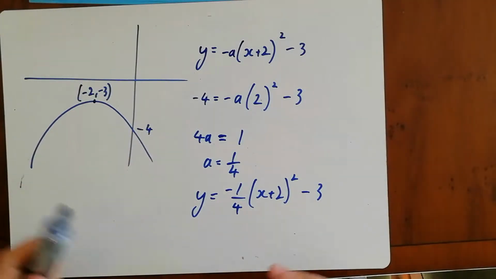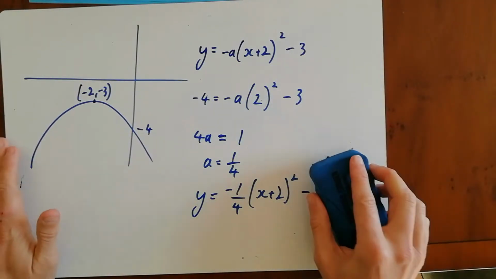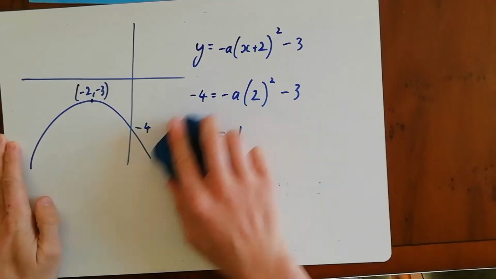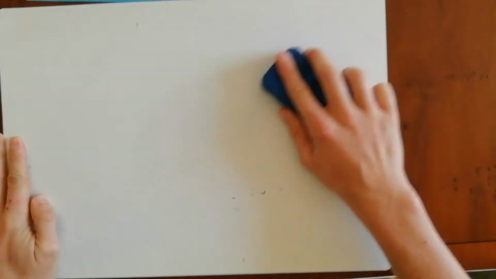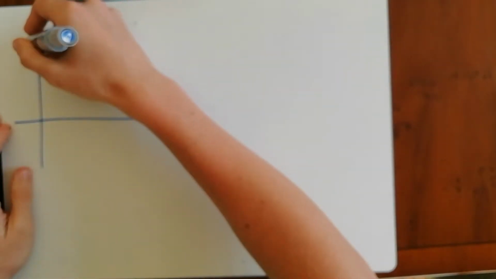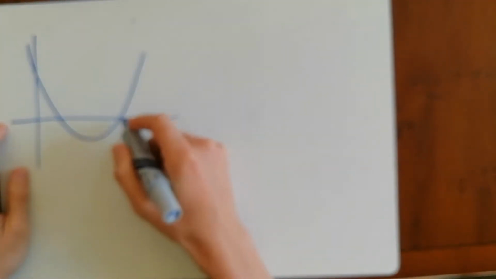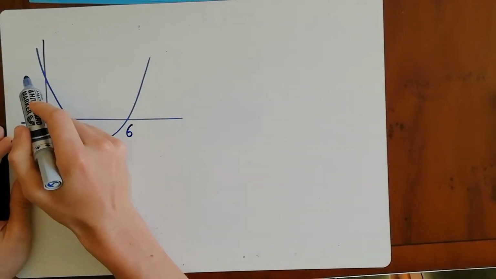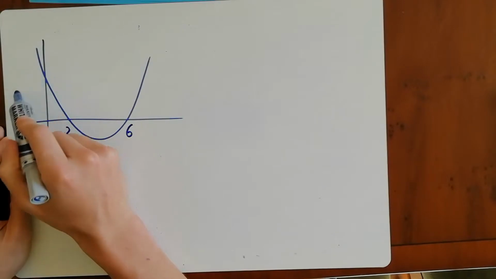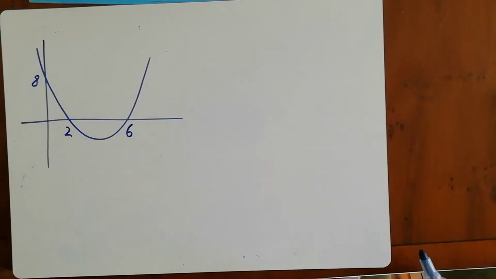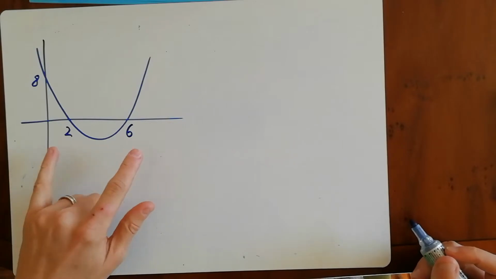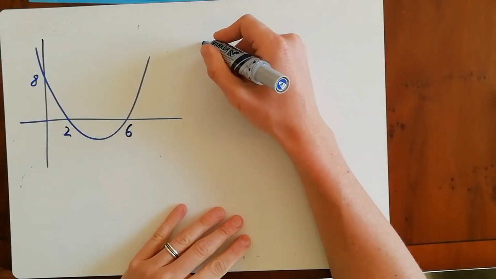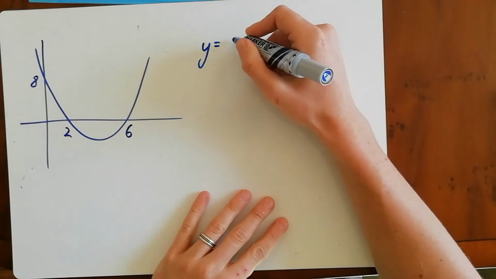And that's probably the easiest way to do it given this information. Another alternative might be that we're given some different information. We could, for example, be given the factors of a parabola. Let's say that we were told all of its axis intercepts. Let's go for 6, 2, and then the y-intercept can be 8.